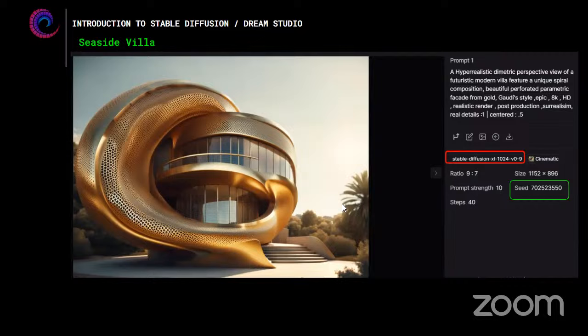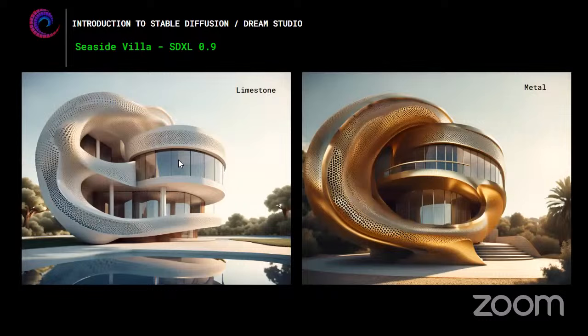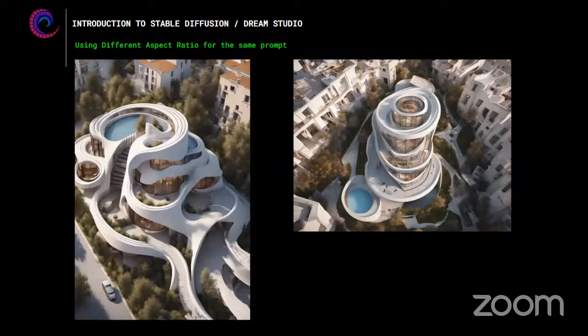And I have figured out in experiments with the images that this model is better with materials than the advanced and the latest model. So this is the same prompt with timber, the same exact prompt with glass, the same exact prompt with limestone, and the same prompt with gold, or metal. So I'm changing the materials. I also want to show you how changing the aspect ratio can affect the image. This is the same prompt, but I have changed the aspect ratio for two images, and look how different the results are.